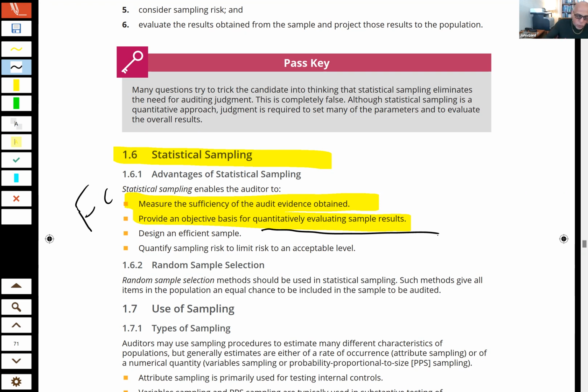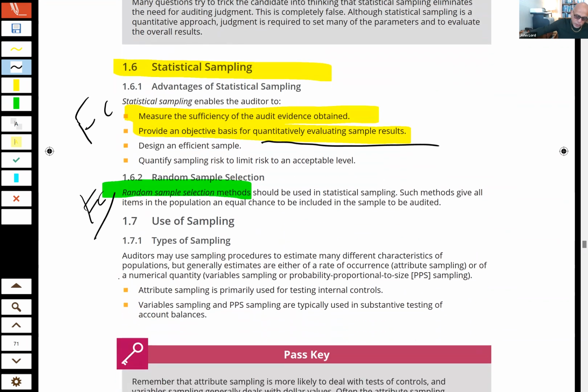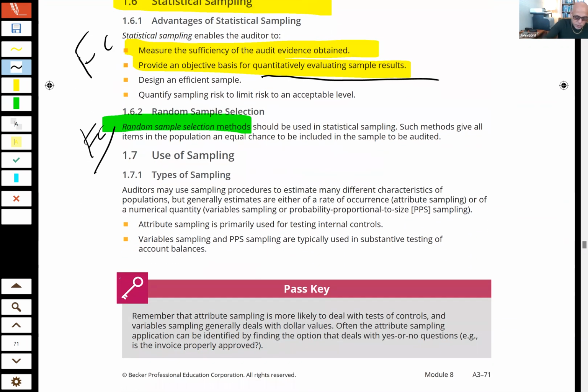Now, when you use statistical sampling, you must use random selection methods in order for the sample to have a better chance of being representative of that population. Now, we're going to be using sampling in audit for two things. Attribute sampling is used when we are testing our internal control. This is a yes or no answer.